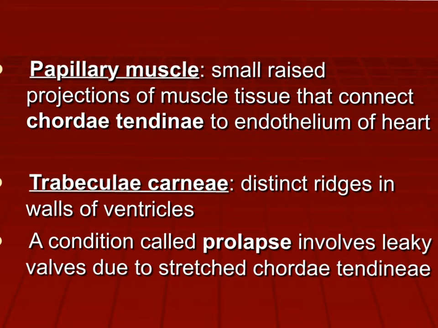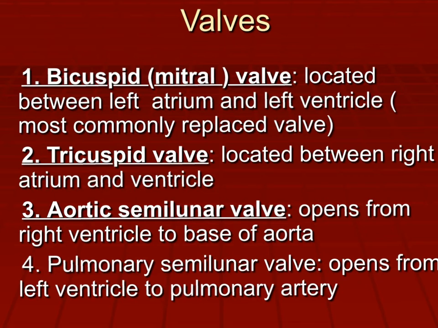If you hear of a prolapse, this is where a valve has been leaky. The chordae tendineae has stretched out of shape, and then the valve is not being held in place. So again, going over the valves, the bicuspid valve is an old term. Mitral valve is the new term that's being used for the valve between the left atrium and left ventricle.